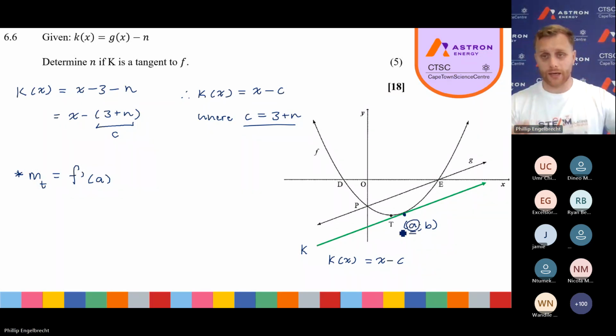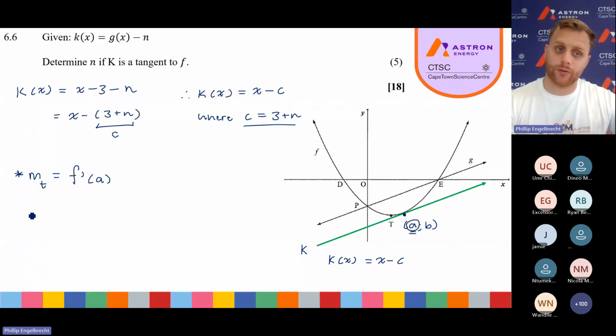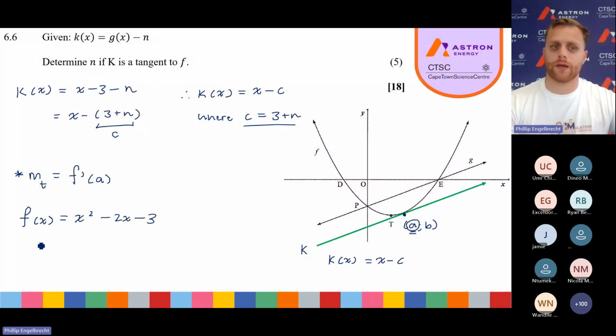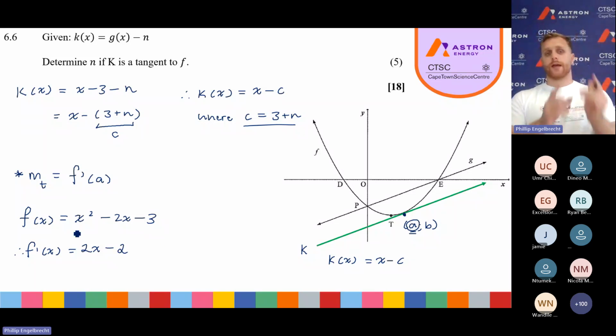So, let's find the first derivative of f of x. We know that f of x is x squared minus 2x minus 3. So you find the first derivative. Therefore, the first derivative is equal to 2x, right? You take the exponent to the front, so this becomes 2 times x, and then for the exponent, you just subtract 1, so that just becomes 2x minus 2, okay? So that is my first derivative, all right?